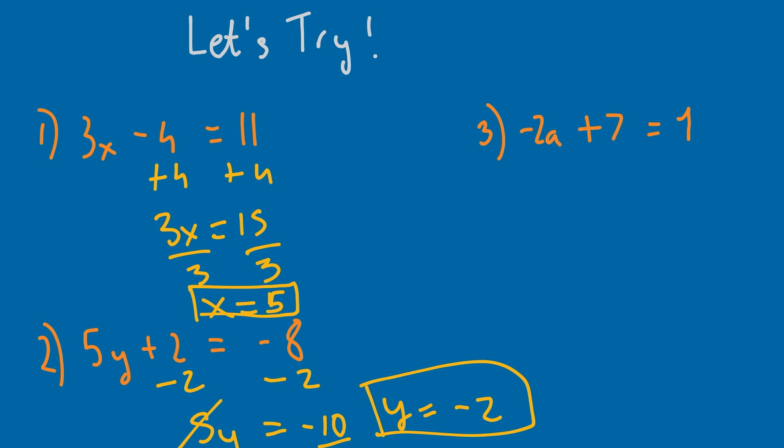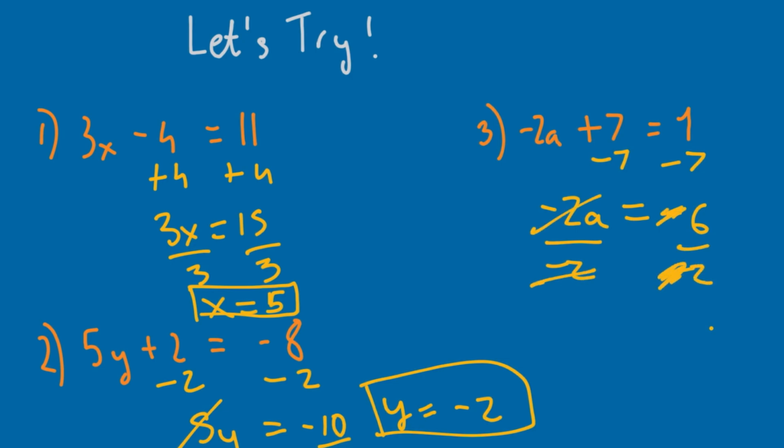And then negative 2a plus 7 is equal to 1. Subtract 7 because it's plus 7, so we take the inverse of that. And then we subtract 7 here. Negative 2a is equal to 1 minus 7, which is also known as negative 6. Then divide this by negative 2, and this by negative 2, and the negatives cancel out. So a is equal to 6 divided by 2, which is also 3.